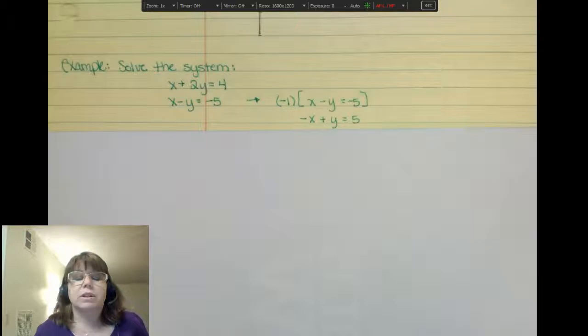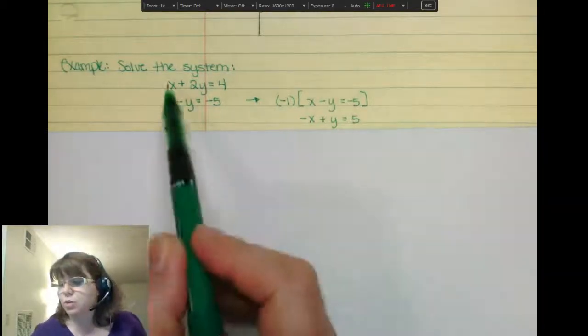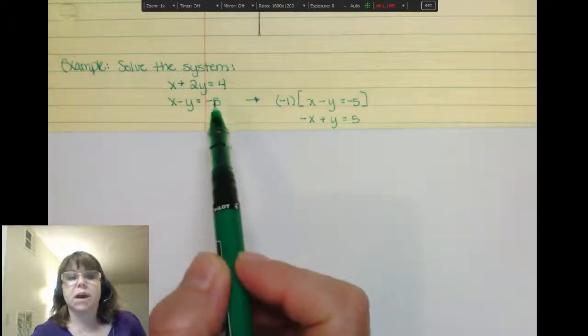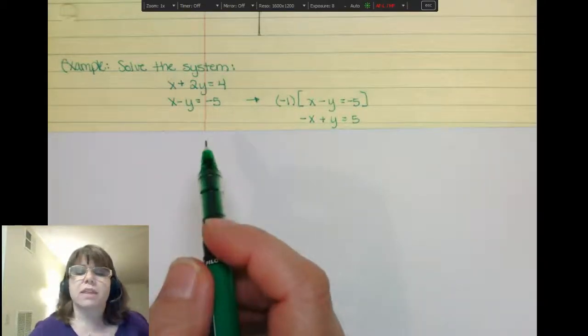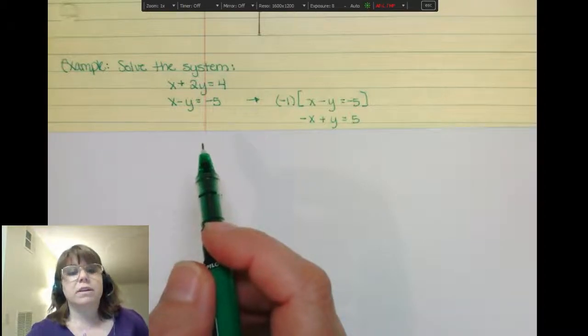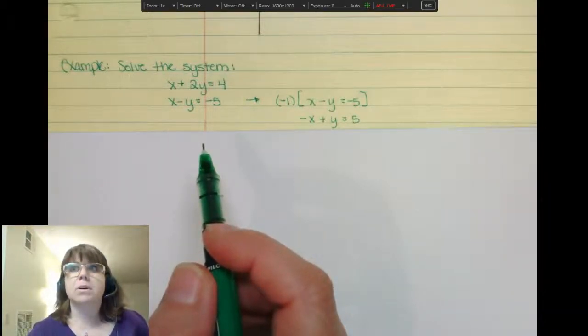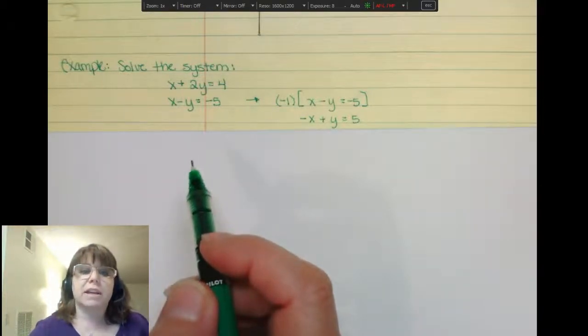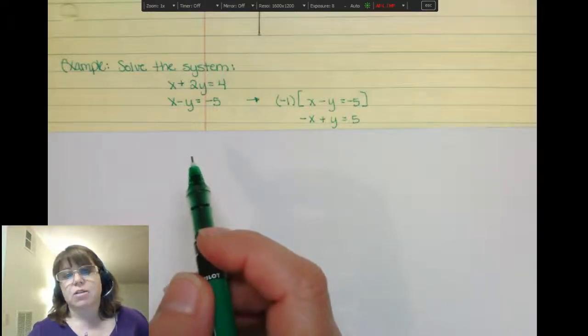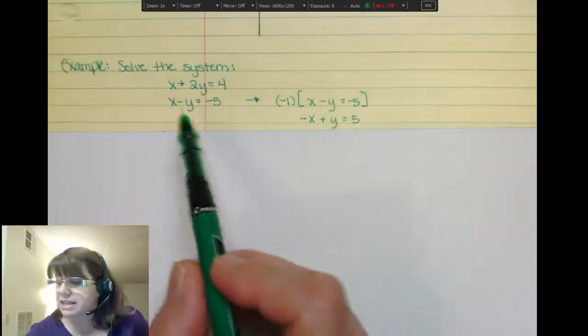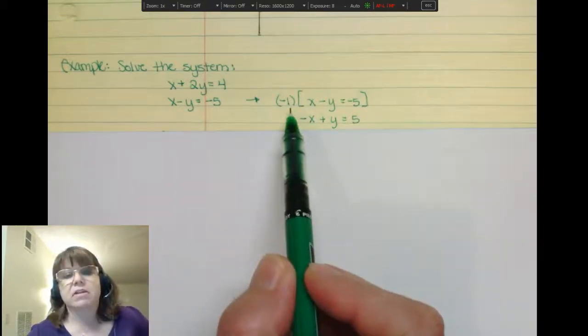X plus 2y equals 4 and x minus y equals negative 5. Now if I add these both together, I'm going to get 2x plus y equals negative 1. That doesn't eliminate a variable, but I have at my disposal the multiplication property of equality. If you remember that, it means if I multiply one side of an equation by a number and I multiply the other side by that same number, then nothing really changes. So at least my solution won't change. It will look a little different, but it won't change. So I'm going to take this second equation and multiply it by negative 1.